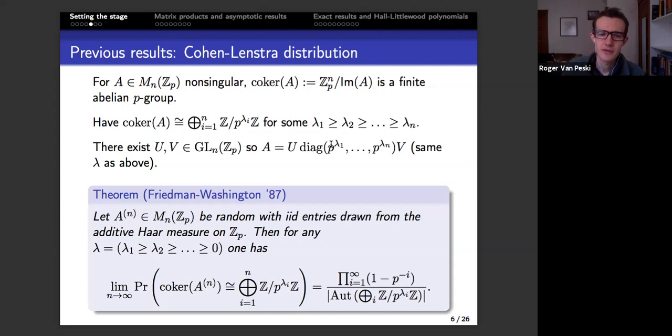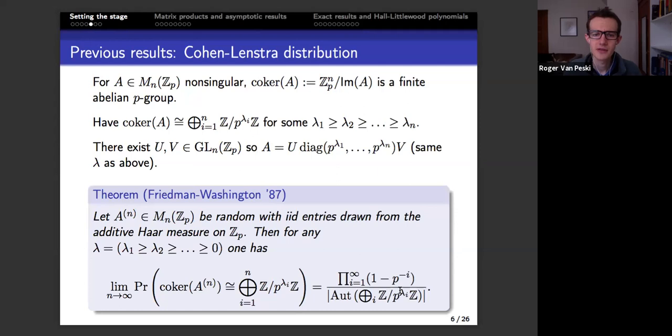The main result that started off p-adic random matrix theory was this result by Friedman-Washington in '87. They said, okay, for each n, let's consider an n by n random matrix such that the entries are IID, each one drawn from the additive Haar measure on Z_p. And they computed the limiting probability that the cokernel of A is a given abelian p-group of type lambda. They found that this probability is some normalizing constant divided by the number of automorphisms of this p-group.